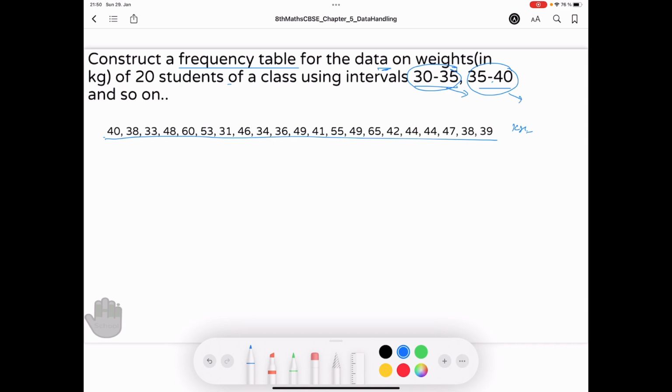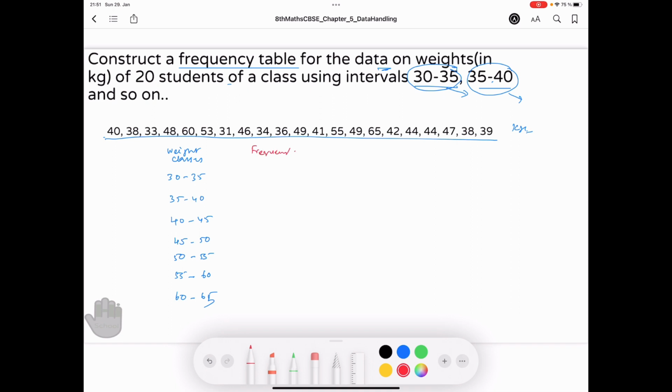So we'll first put a column name as weight classes, wherein we'll put 30 to 35 kg, 35 to 40 kg, 40 to 45 kg, 45 to 50 kg, 50 to 55 kg, 55 to 60 kg, 60 to 65 kg. That's it. And then we'll put the frequency here.